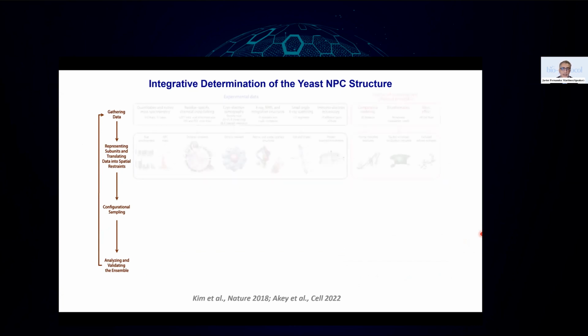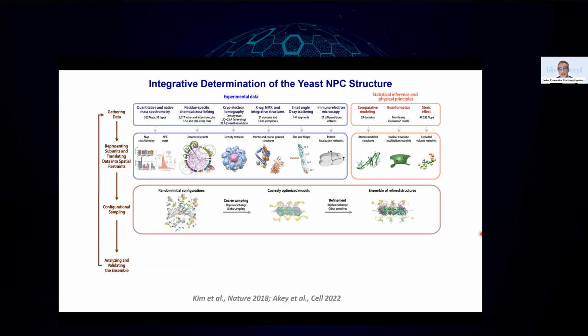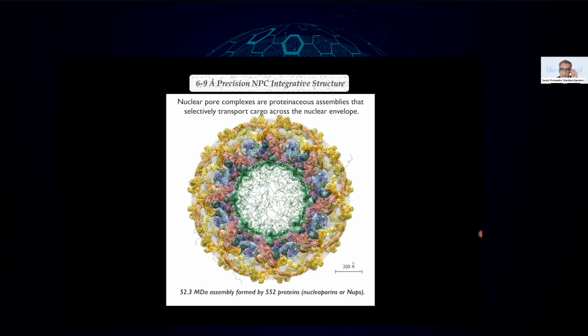Again, we applied the integrative approach. We used all these different types of experimental data that we were able to collect to feed the calculation, translate them into spatial restraints, calculate and assemble a structure for the NPC. We then analyzed them, validated them through different types of criteria, and finally obtained a structure of the NPC that has around 6 angstrom precision in some parts of the NPC.